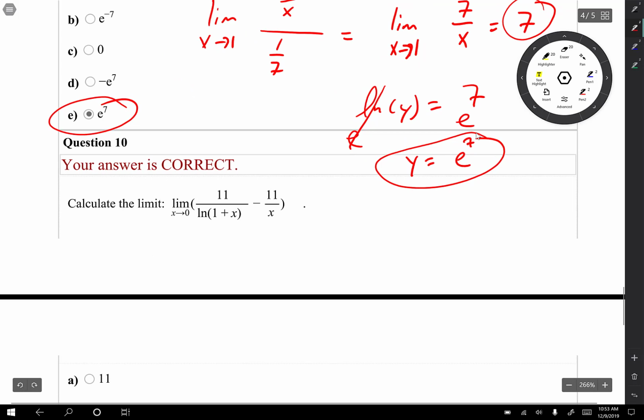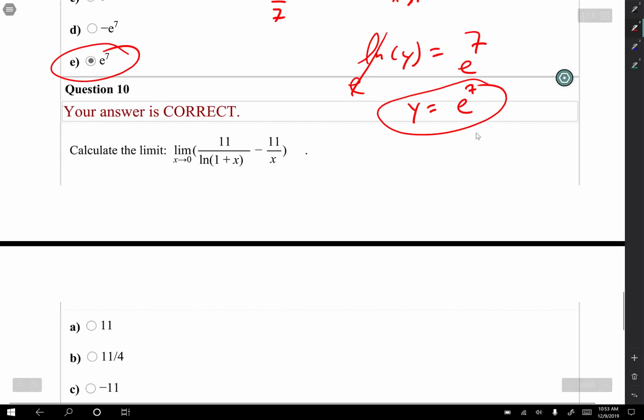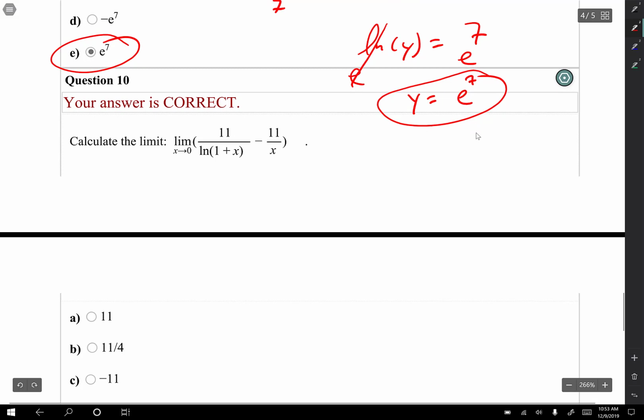All right, so here we go. So if I plug in a 0, I get 11 over 0 minus 11 over 0, which is like infinity minus infinity. That is an indeterminate form. Before, you have a fraction minus a fraction. What you want to do, guys, is have one fraction. You don't want to have something minus something, even though that is an indeterminate form. The best way to do this is to get a common denominator.